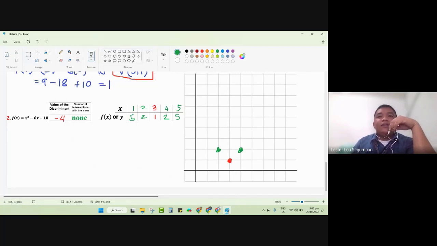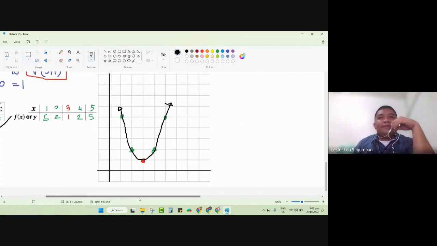If we are to continue, 1, 2, 3, 4, 5. You have here 1 and 5. You also have here 1, 2, 3, 4, 5, and 5. So connecting this, you can see it does not intersect with the x-axis, but still it produces a parabolic graph. So none, correct. It doesn't intersect the x-axis using the value of the discriminant.